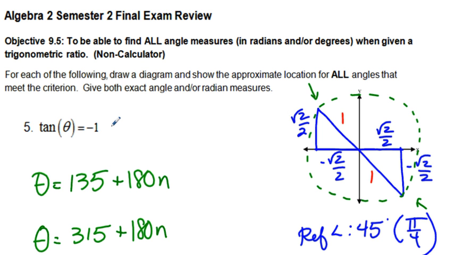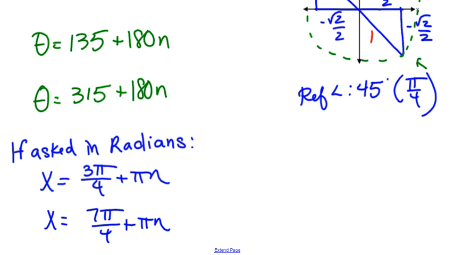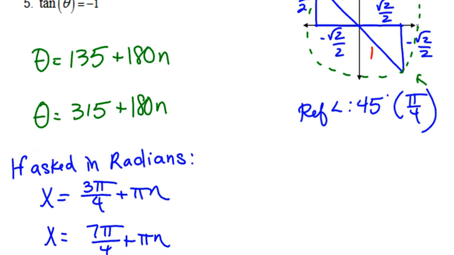Now let's say instead of tangent of theta, they ask for tangent of x. X implies that you're talking in radians. Well, we could figure out the radian measurement here and here as well. Again, counting by pi over 4s, we said that was 3 sets of pi over 4 and 7 sets of pi over 4. So we could write our radian measurements as 3 pi over 4 plus pi n and 7 pi over 4 plus pi n. Those are all the locations where the tangent of the angle is equal to -1.